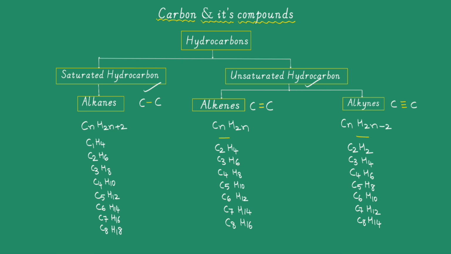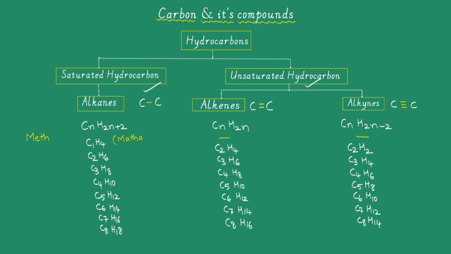Hope you understood this. Now depending on the number of carbons present in the molecule or the compound, we give a name to the hydrocarbon. Here these terms we have to remember, very important. If there is one carbon, we give the sound meth. If it is an alkane, we call it methane.